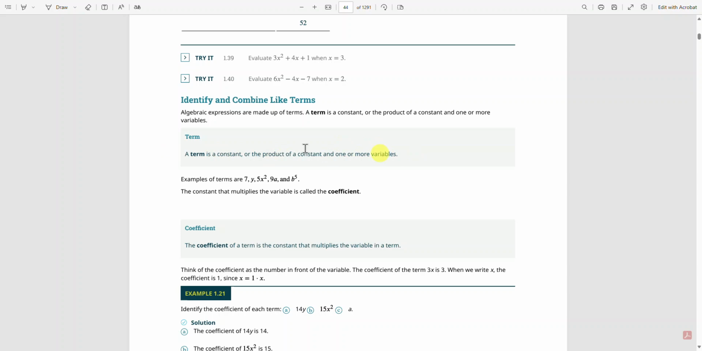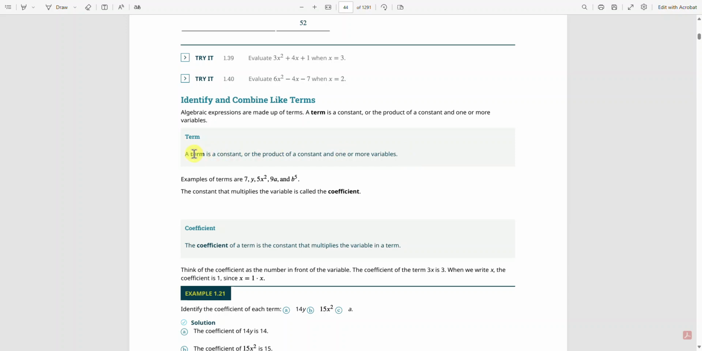Now, what I want you to see is we're learning the definition of a term, but the definition assumes that you already know what a constant is. It assumes that you already know what a product is. It assumes that you already know what variables are. So you can see how the knowledge in algebra builds on itself. If you didn't learn what a constant is, what a product is, or what a variable is, you really can't understand this definition.